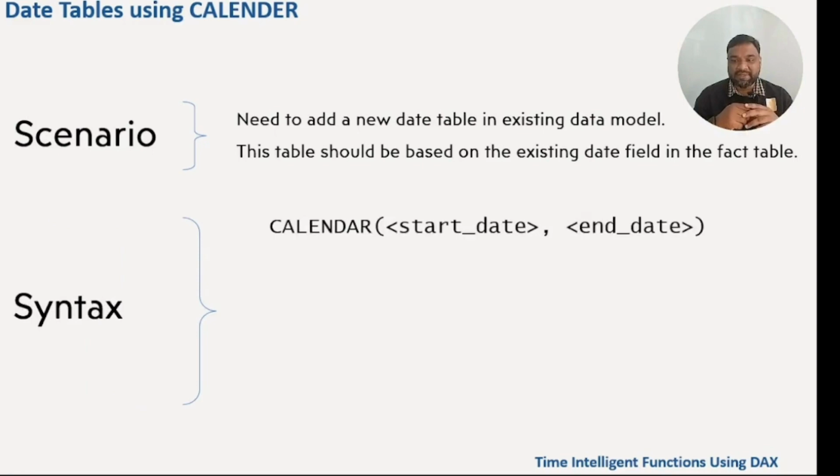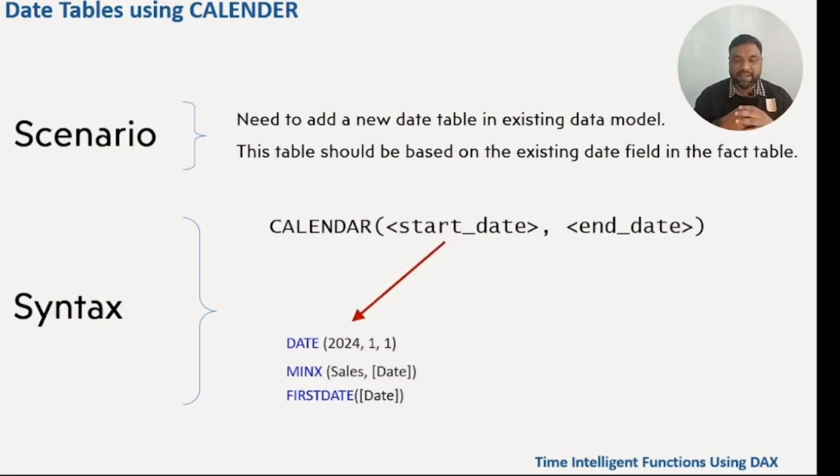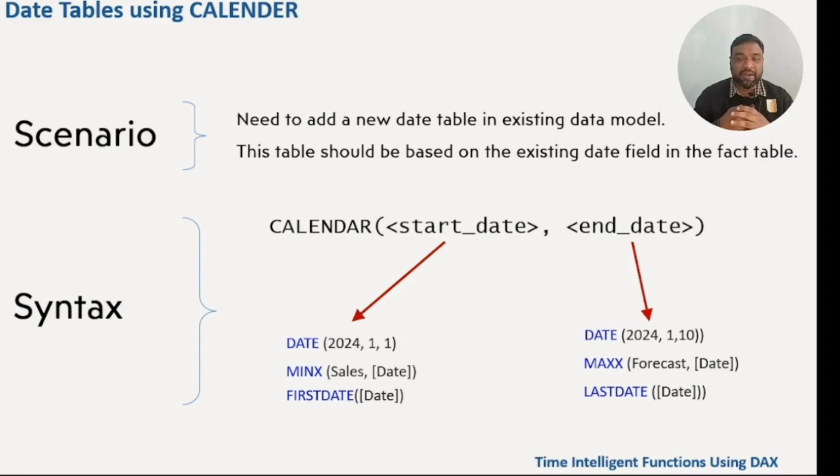Here is the syntax, and it is very simple. CALENDAR function followed by start date and end date. That start date can be anything. It can be a hard-coded date, it can be a MINX function, or it can use the FIRSTDATE function. Similarly, the end date can also be a hard-coded date. We are going to use FIRSTDATE and LASTDATE while creating a date table.